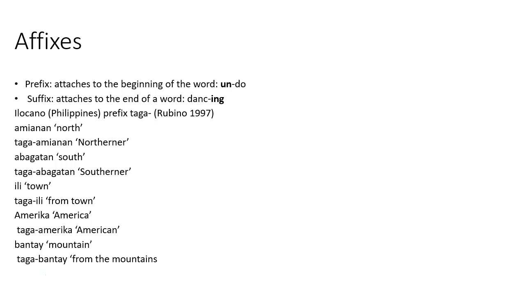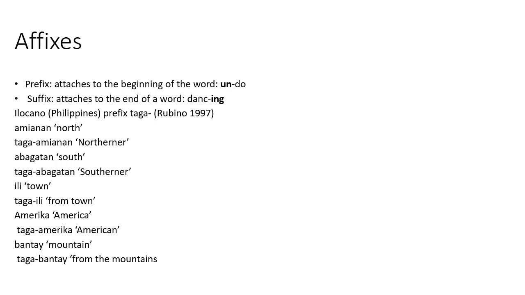So in English, we've seen that we have prefixes and suffixes. We can have undo, or we can have dancing. Now, Ilocano, which is a language spoken in the Philippines, has a prefix taga. Let's have a look at how it patterns. Amianan means north. Taga Amianan, someone who comes from the north. And once we know this, we don't even have to know any Ilocano to know how this might work. If I give you the term Abagatan, which is south, then you can just put on this prefix, taga, and it will mean one who comes from the south.